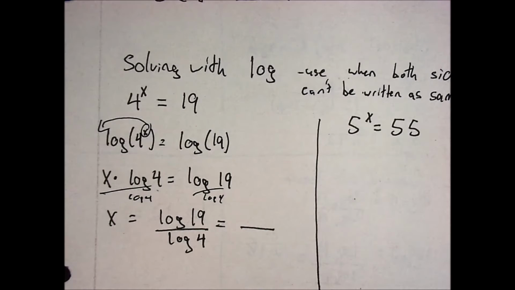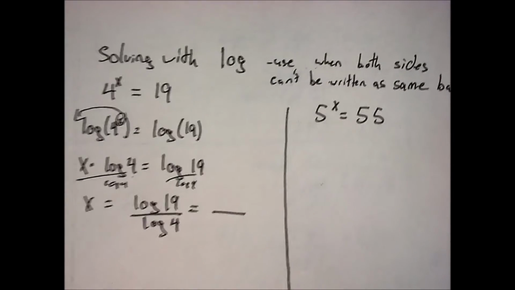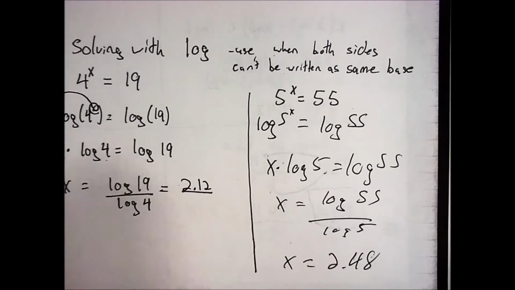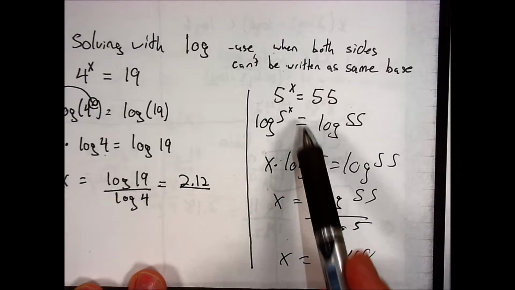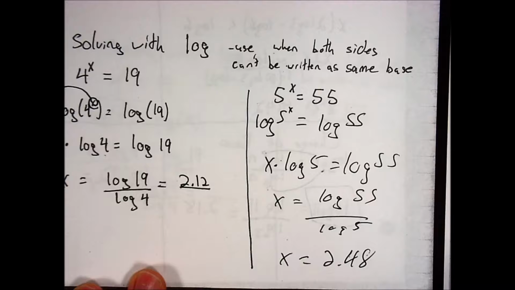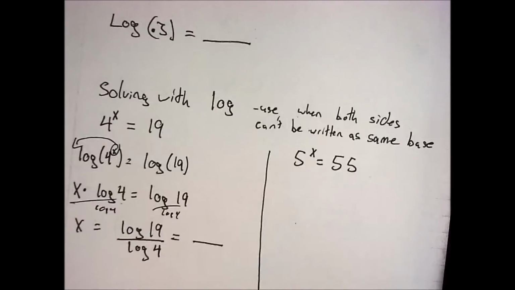Okay? Alright, you try 5 to the x equals 55. Following that same pattern there, and I'll zoom out so you can see both at the same time. Go ahead and pause and work that one out on your own. Okay, so here's what you should have. Log of both sides. Bring that x down in front. Divide by log of 5. And we should have 2.48, or probably some more decimals there if you went further. Okay, a good start.